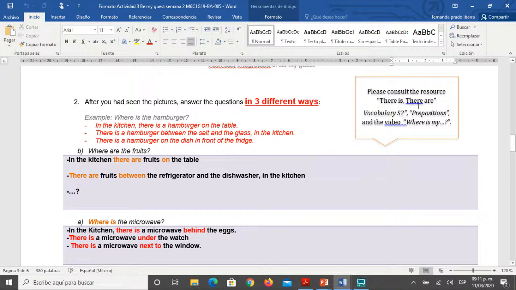As I told you already, we have to check the resource on the platform of week 2: there is and there are. It's a very good explanation here also about there is and there are, vocabulary unit 2, prepositions, and the video Where Is Mine.